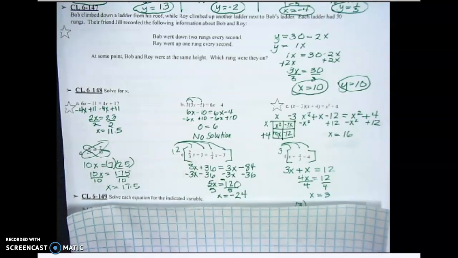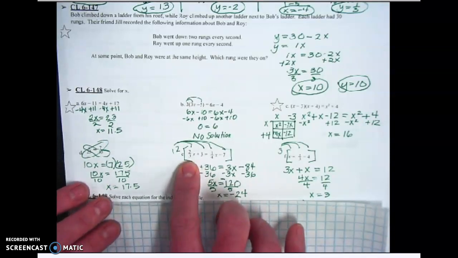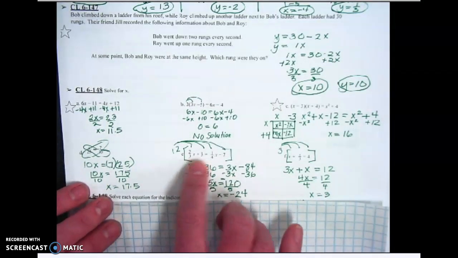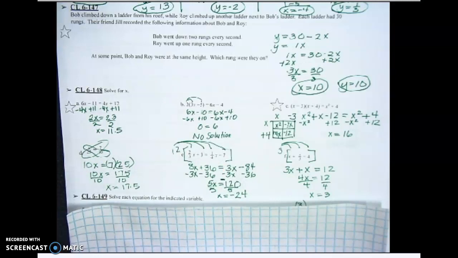Part E looks like it's super hard. Why? Look at all those fractions. Okay? But we know how to take care of fractions, right? We do what? Fraction busting, okay? So you want to look at all the fractions. Look in the denominator. We have a 3 here and a 4 here. What do 3 and 4 go into evenly? 12. So I multiplied all of my terms by 12.